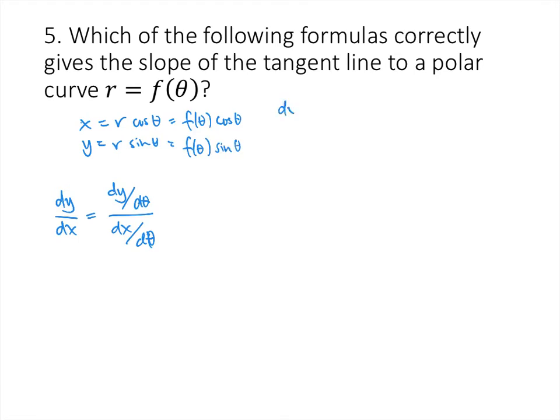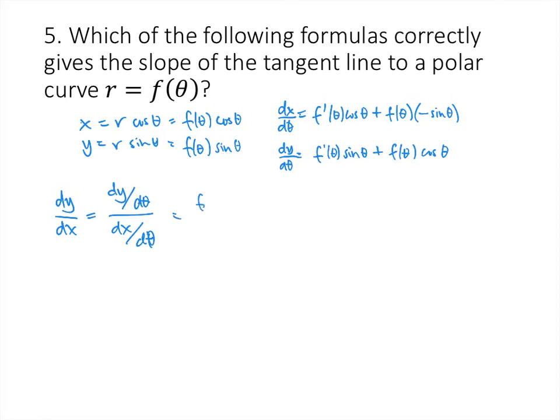So now using the product rule, dx d theta is the derivative of the first function, f prime, times cosine, plus the first function, f of theta, times the derivative of the second function, negative sine, and dy d theta was the derivative of the first function, f prime of theta, times the second function, sine of theta, plus the first function times the derivative of the second. And then that is going to give us our formula here, which is f prime of theta cosine theta minus f of theta sine theta, all divided by f prime of theta sine theta plus f of theta cosine theta.